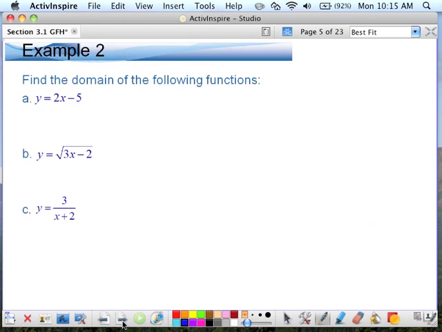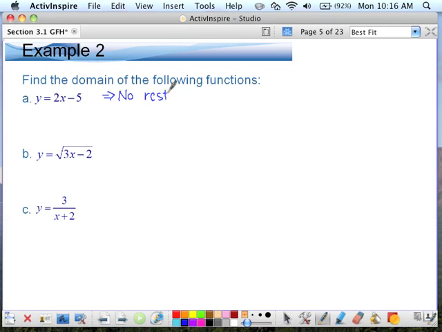For the next example, we're going to find the domain of these three functions. We're going to start with part A. Part A says that y equals 2x minus 5. What type of function is that? We just finished studying them. If you graph it, what does it make? A line. It's a line with positive slope, right? Does that line have any restrictions? No, there are no restrictions.